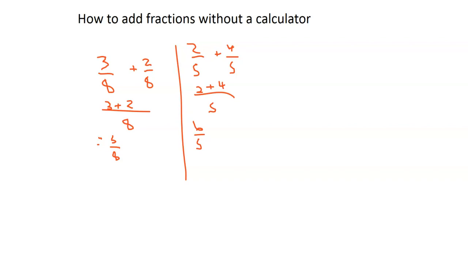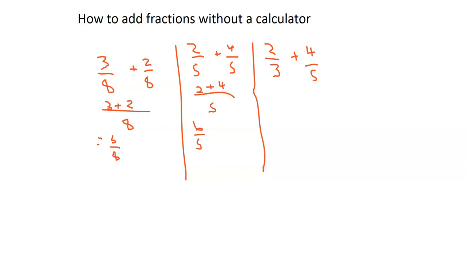Now, what do you think will happen if they give us a different denominator? That would be a different challenge altogether. For example, let's say they give us 2 over 3 plus, just say, 4 over 5. Now you see we don't have the same denominator like we did in the first examples. So how do we solve this?